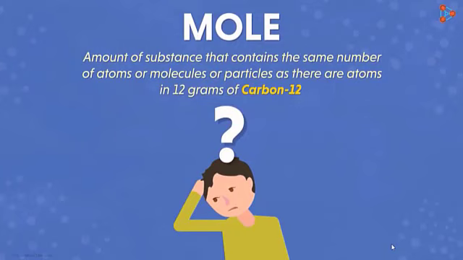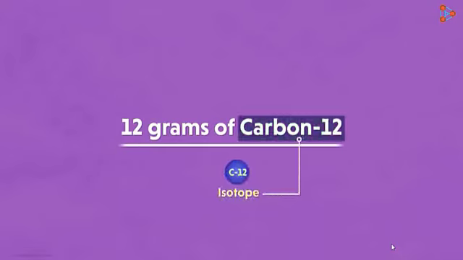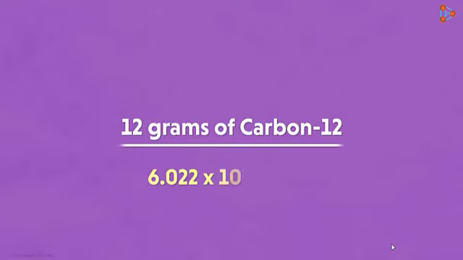Yes, even I didn't understand it when we read it for the first time. Let me break it down for you. Let me remove this definition from the screen. What we have on the screen now is 12 grams of carbon-12. Carbon-12 is one of the isotopes of carbon. Now 12 grams of carbon-12 is what was taken as a standard. What's so special about this? Can you guess the number of atoms here? Yes, it's 6.022 times 10 raised to 23 atoms.